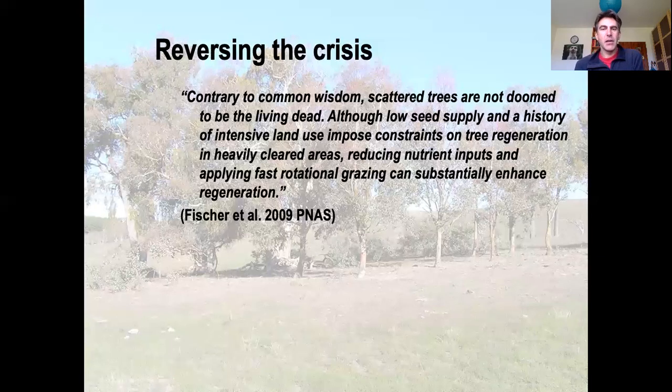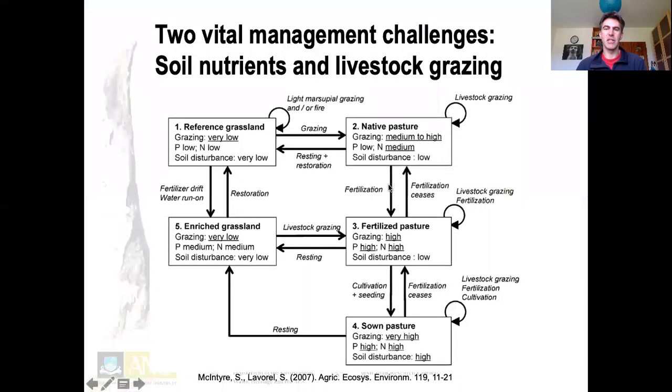Now, what we're finding in that work is that contrary to common wisdom, scattered trees are not doomed to be the living dead, although low seed supply and a history of intensive land use impose constraints on regeneration. Reducing nutrient inputs and applying high intensity, short duration grazing, so fast rotational grazing, can substantially enhance regeneration. And that is the case because you basically have both soil nutrients and livestock grazing being the single most important drivers of the condition of grasslands here.